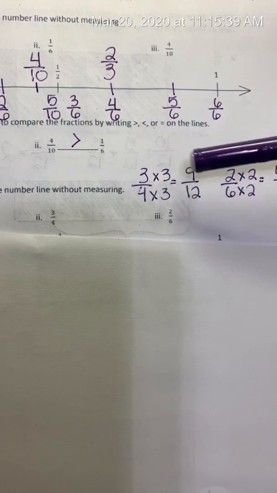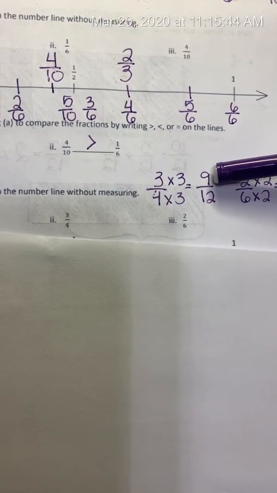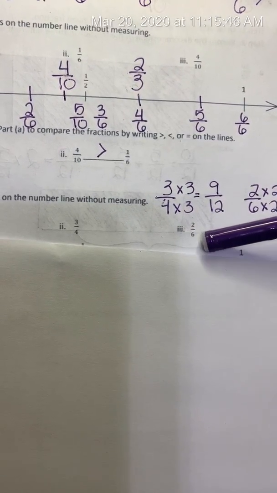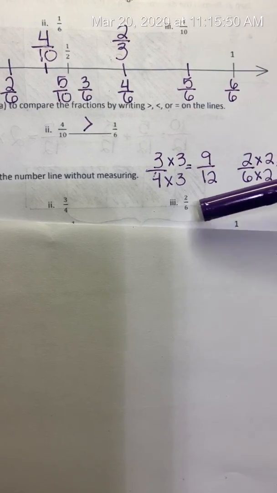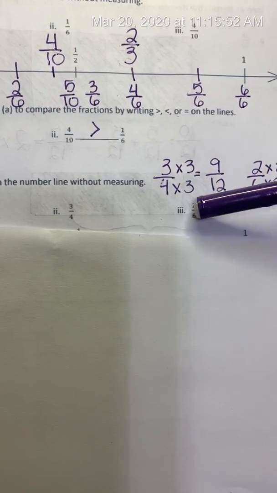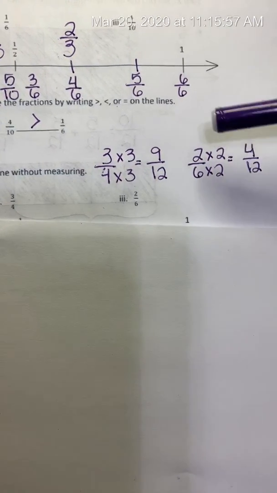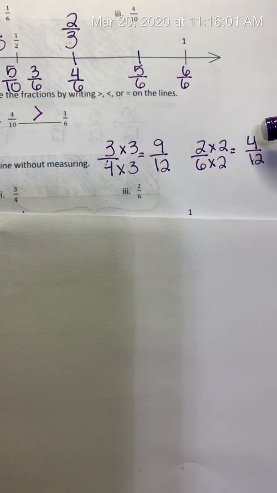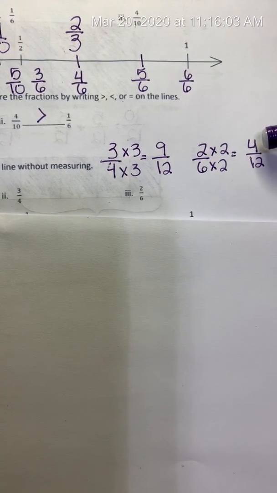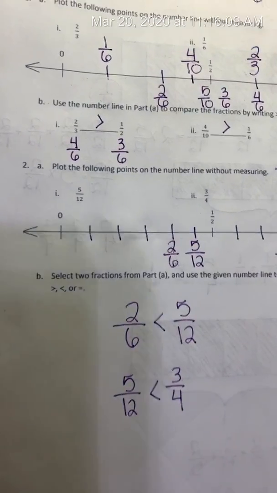3 times 3 is 9, so 3/4 is equivalent to 9/12. And then I know that I have the denominator of 6, and I can multiply that by something to get 12. So we can have all common denominators. So 2/6, I know that 6 times 2 is 12. So I'm going to do the same to the numerator. 2 times 2 is 4. So 2/6 would be equivalent to 4/12. So now that we have all the same denominators, we can compare them and plot them on the number line.